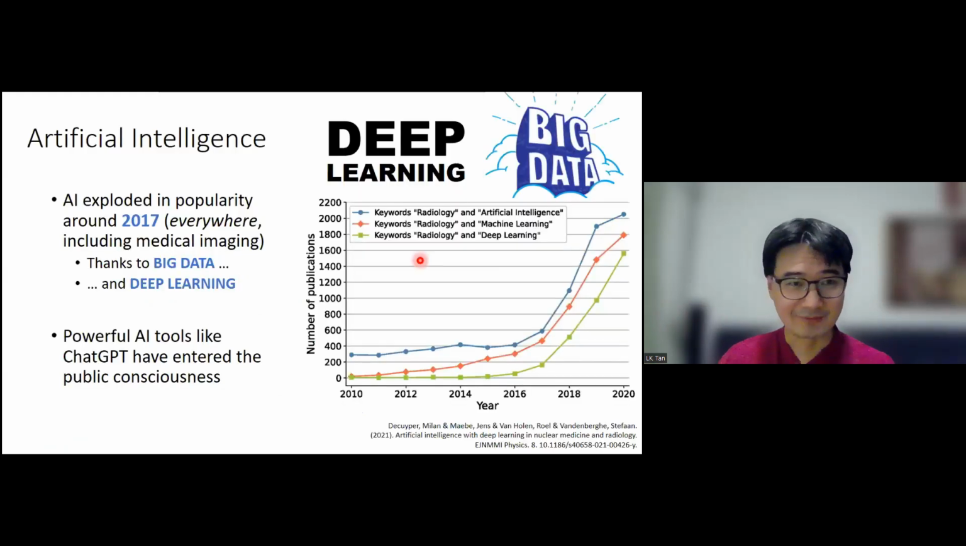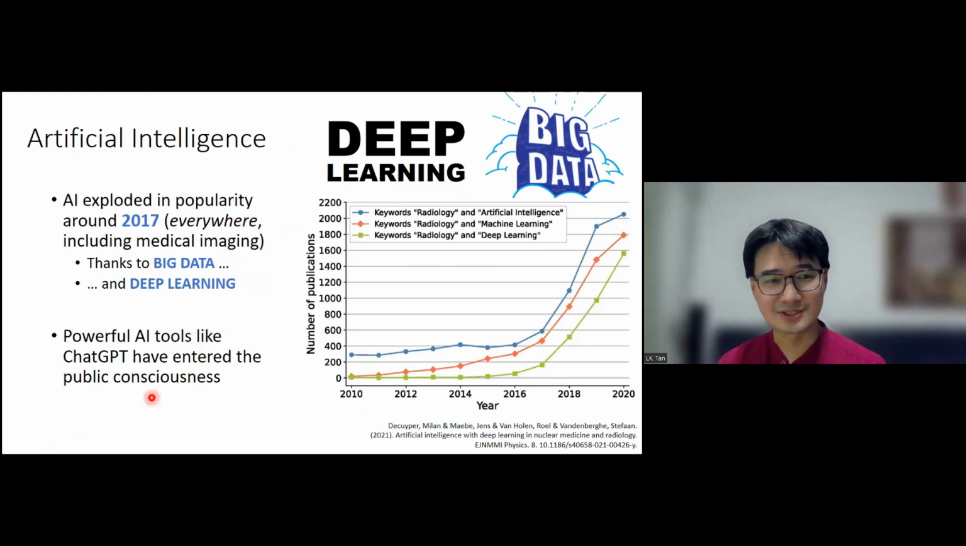So I think by now, everyone's already familiar. AI, artificial intelligence, kind of exploded in popularity, starting roughly around 2017. And this is mainly thanks to what we call big data, which is just literally what it sounds like, a lot of data, especially in the medical field, and what they call deep learning, which is a specific AI technique, which if we have time, I'll get into a bit later. So it's reached the point that powerful AI tools like ChatGPT have entered the public consciousness. Even if you haven't used it, you've definitely been saturated by news about it by now.